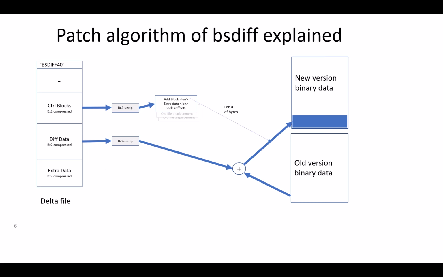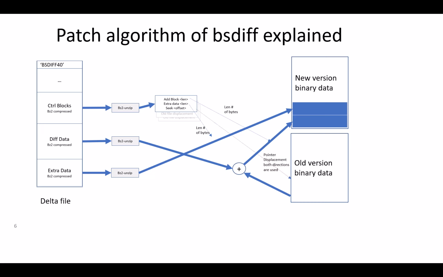And then the second part is the extra data. This is not mixed with the old version, so that's really new data. Just decompress and write it to the binary data. And then the last one is the seek operation. For the read pointer, you can now place the read pointer for the next block at a different position.